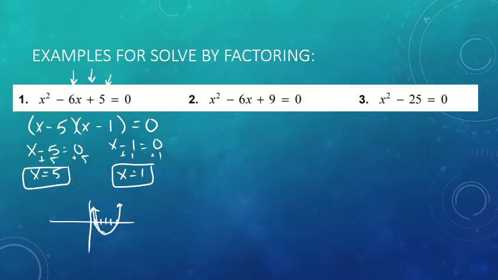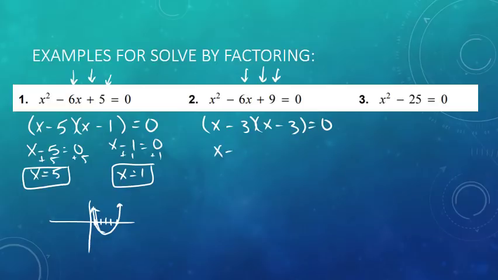All right, so the next one, same thing. We have a trinomial where a is equal to 1. We use x and x. I want the factors of 9 that add to give me 6. Factors of 9 that add to give me 6 are 3 and 3, and I want a negative 6, so they both have to be negative.